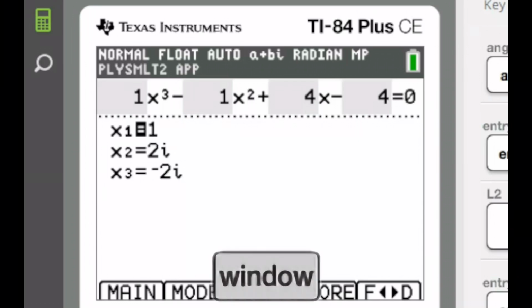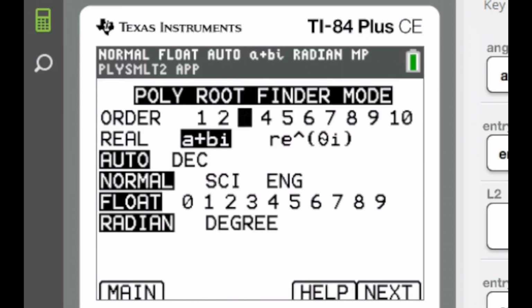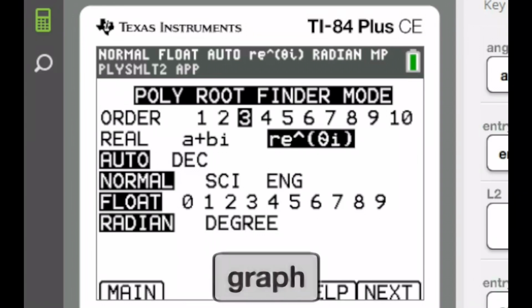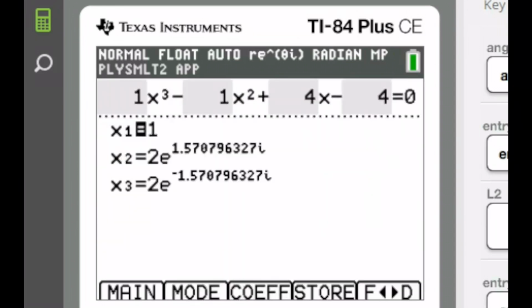We press the window button again and then go to the second row. If we choose the third option, which means we present the complex solutions in Euler form, and then press the graph button 2 times, then those 2 complex solutions are in Euler form, in which the arguments are measured in radian.